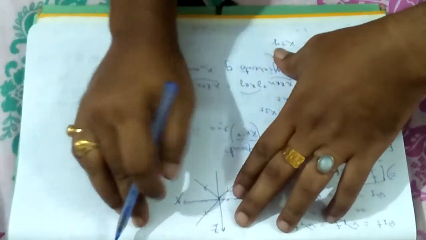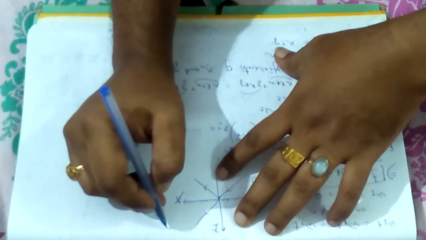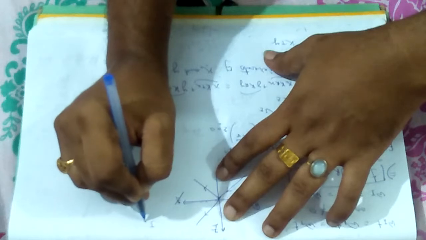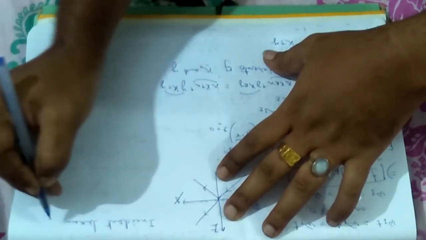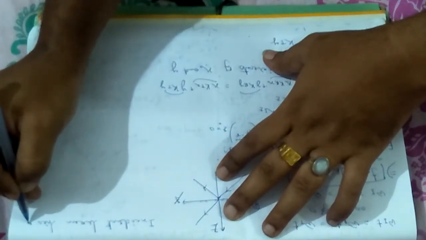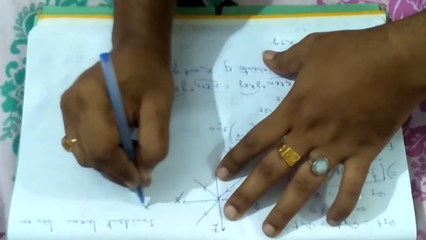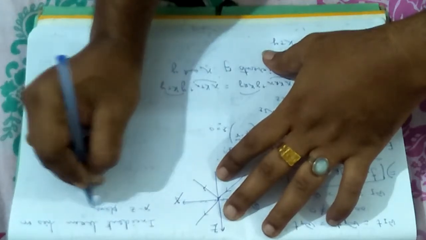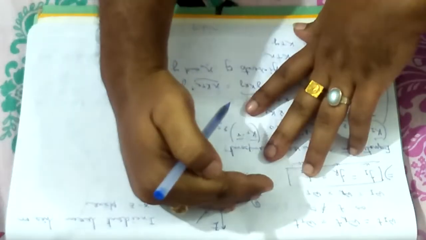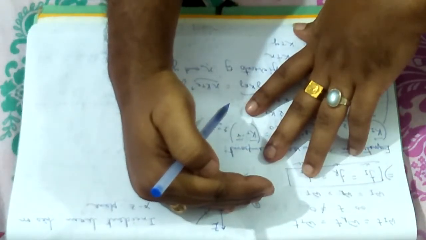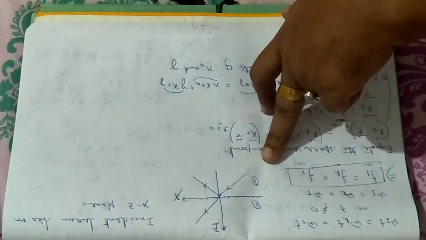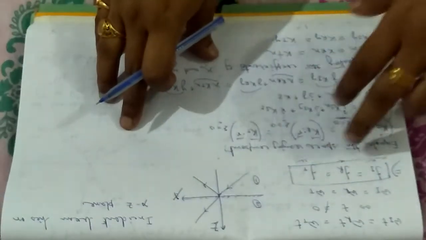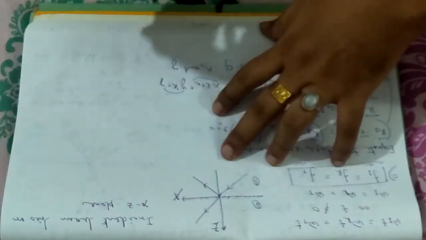So what we are assuming now is that the incident beam lies on the xz plane. This is the xz plane, and this is the boundary, normal to the surface, normal to the plane. So for simplicity of understanding, we are considering that the incident ray is on the xz plane.